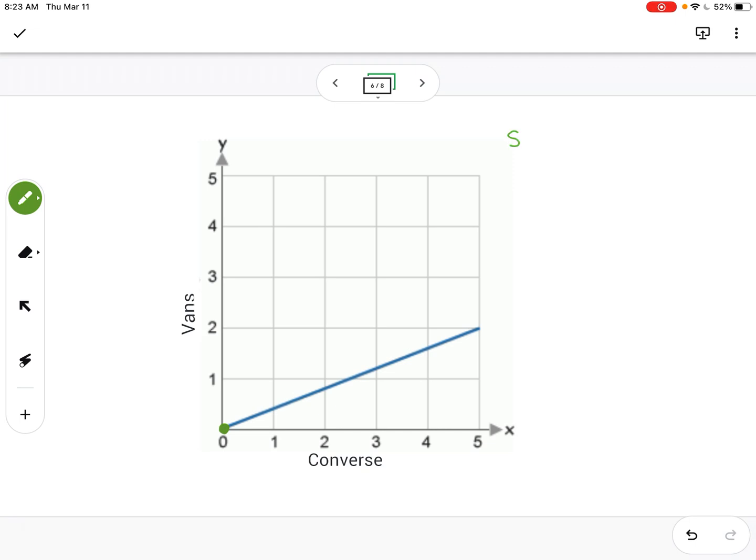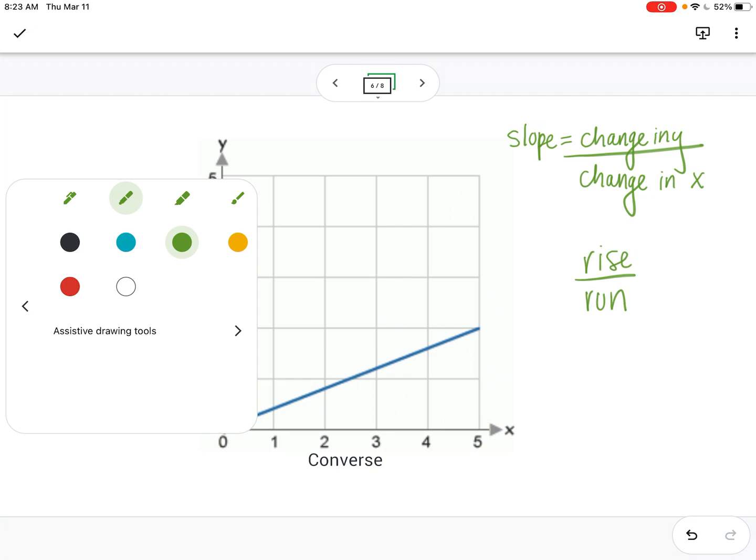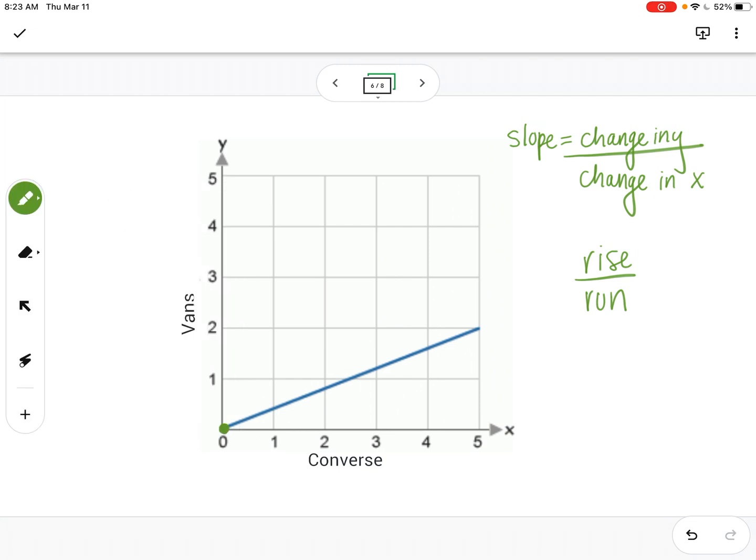And remember, in order to find slope, let's talk about what slope is. Slope is the change in y over the change in x. And another way we talk about that is rise over run. So it's actually really simple to find this when looking at a graph. You'll just count the rise and then the run. And remember, you always want to find a value that intersects those crossing points on the grid.